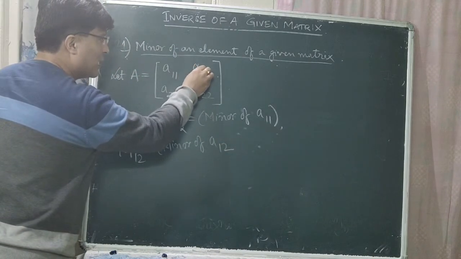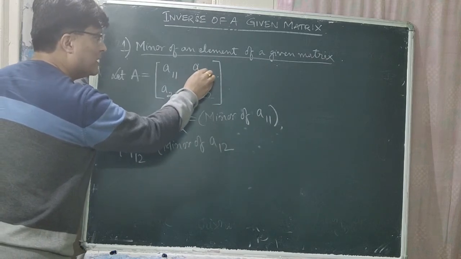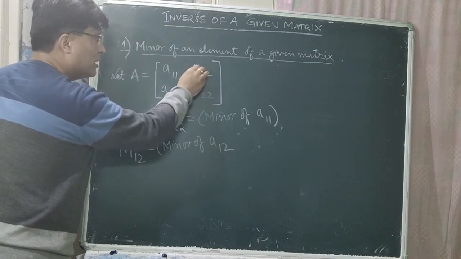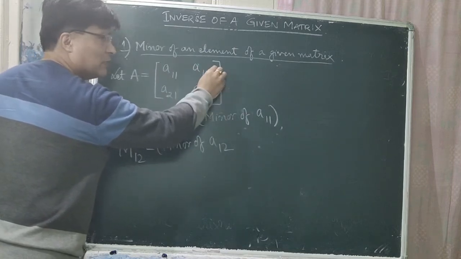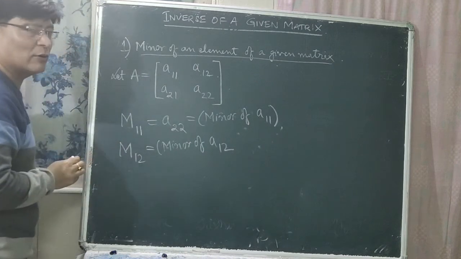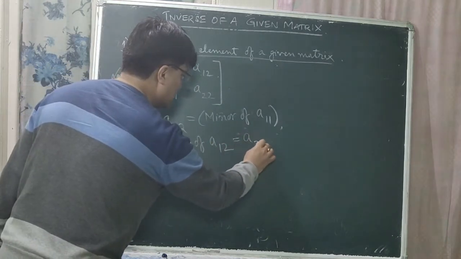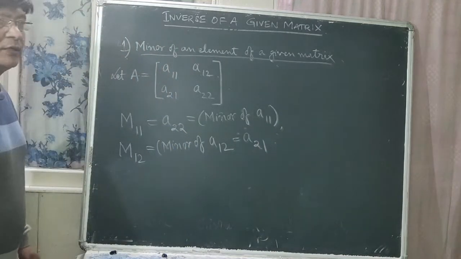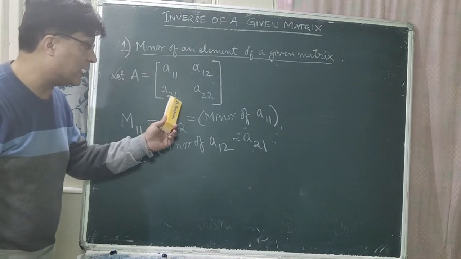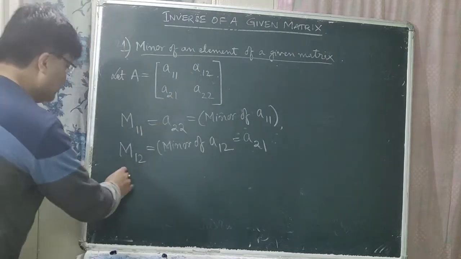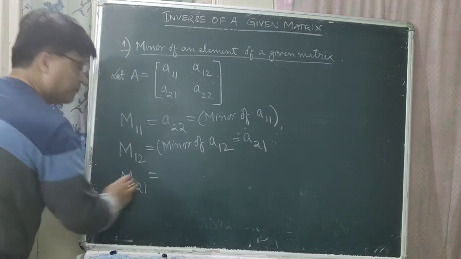The minor of the element A12 is obtained by deleting the row and the column through the element A12. You have to delete the first row and the second column. What do we get? A21. So what is the minor of the element A12? It is small a21.